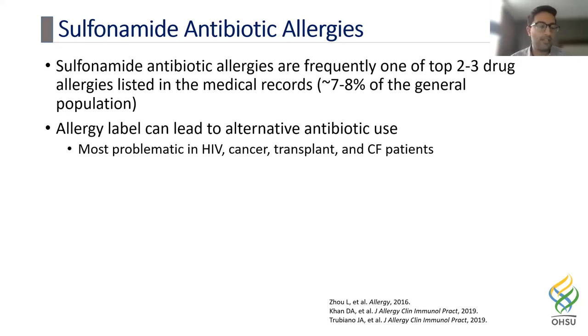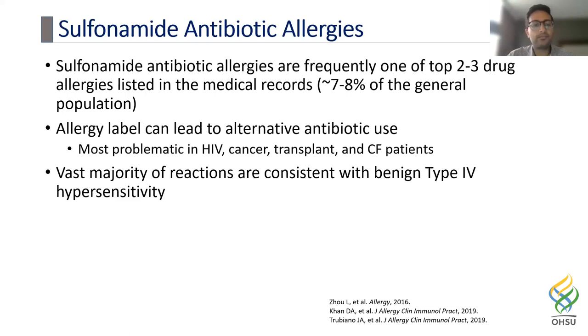That's particularly problematic in HIV patients, patients with cancer, and transplant patients, which is a huge issue because you know they're going to be transplanted. And if we can investigate these people ahead of time and remove the sulfonamide allergy, if it's not clinically relevant, then that could completely change their post-transplant care because they often need to be on PJP prophylaxis for extended periods of time. And then our CF population as well.